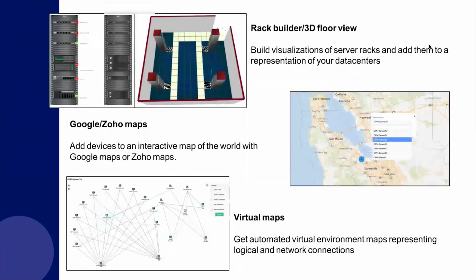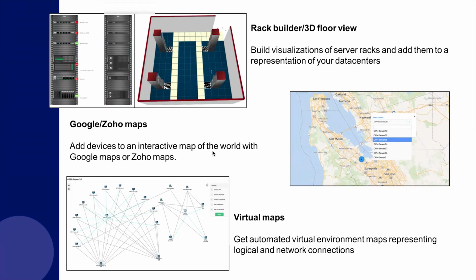Then you have something called a rack builder or the 3D floor view. Basically, you'll be able to add servers to a representation of a server rack using the rack builder. And then afterwards, you can add the racks to a 3D view of the data center floor. So this will help you visualize your data centers and how they work. And you'll also be able to see devices that are in the red here.